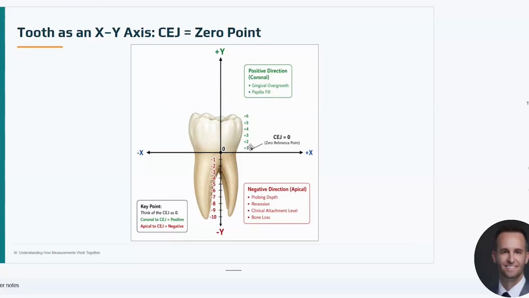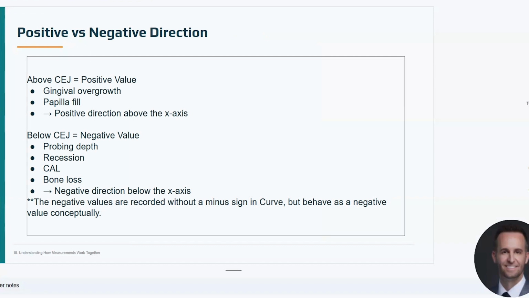Positive direction. What do we have that goes in the positive direction? Well, really there's only one thing, and that's gingival overgrowth, or the papilla filling in this space up here above onto the tooth. This is a positive value: +1, +2, +3, +4, +5, and so on. If you think of the tooth on an axis, this is going to make all of this so much more simple, and I'll explain why.